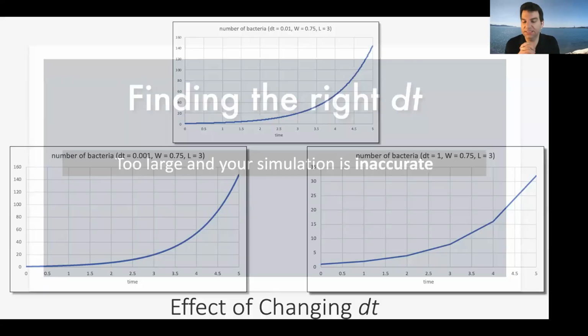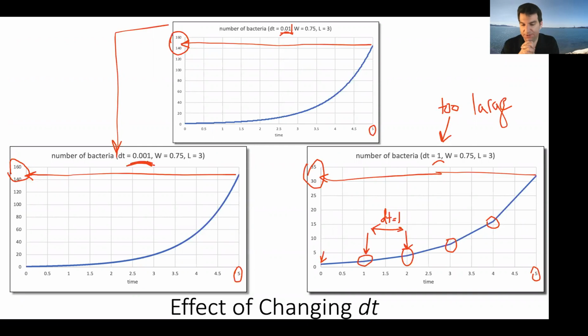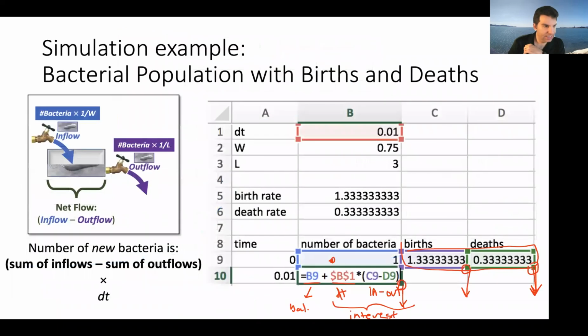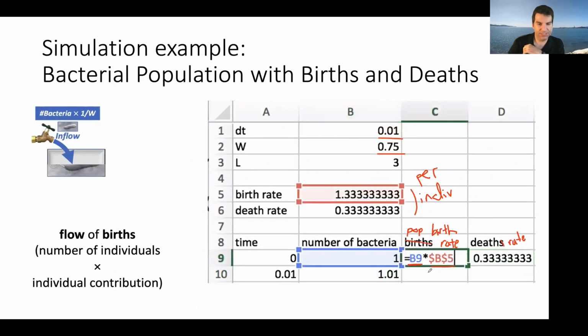Yeah, Claire, go ahead. The equation for births. If I can go back to this, this is the births equation here, which is just the number of bacteria times the birth rate per bacteria per unit time, so that together this is the birth rate per unit time for the whole population.